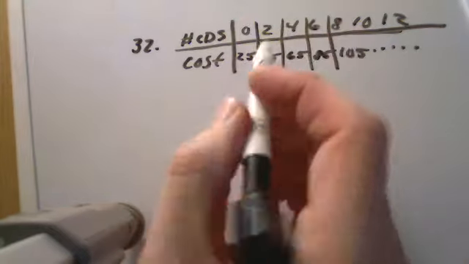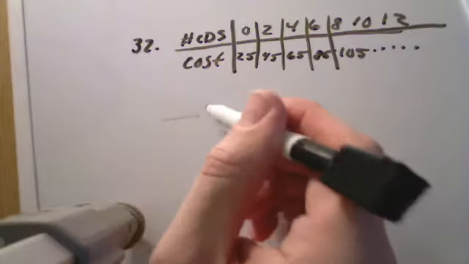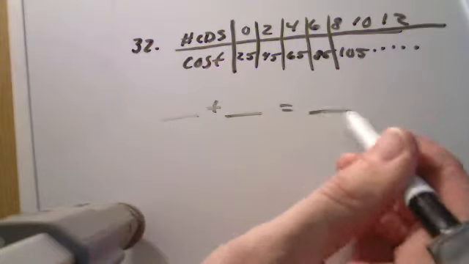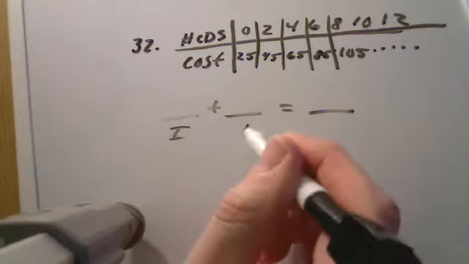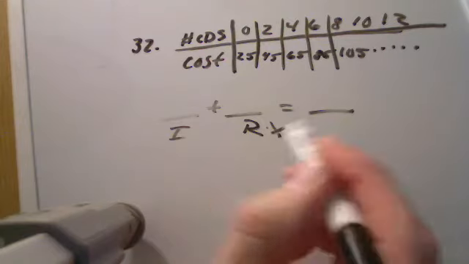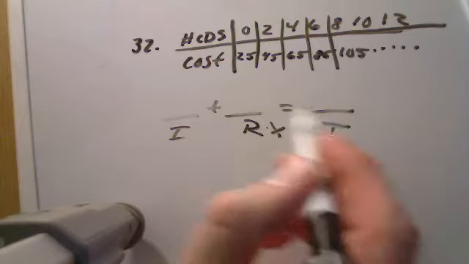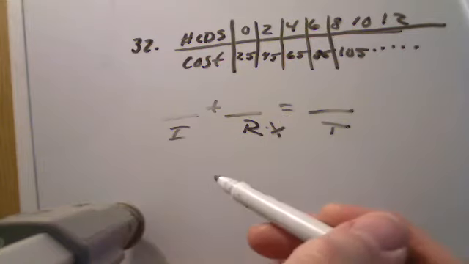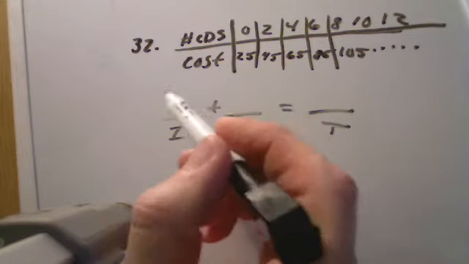The old way of doing it is thinking about the three parts of the equation. You've got your initial, your rate times quantity equals the total. They said that the initial fee for joining the CD club was $25.